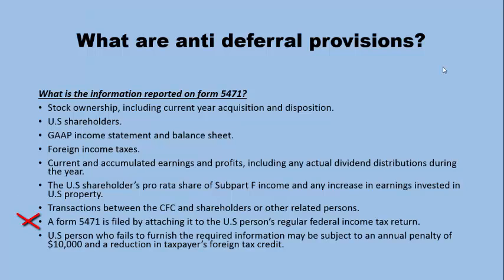A Form 5471 is filed by attaching it to the U.S. person's regular federal income tax return. A U.S. person who fails to furnish the required information may be subject to an annual penalty of $10,000 and also a reduction in the taxpayer's foreign tax credit.